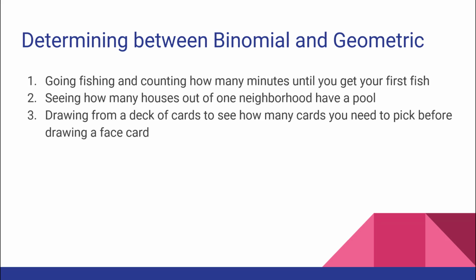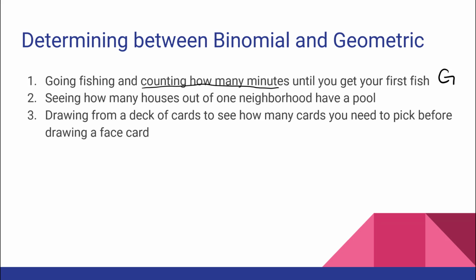So the first one says going fishing and counting how many minutes until we get our first fish. First and foremost, we're counting how many minutes, so we don't know how many minutes we're going to fish for. That tells us that this is likely going to be a geometric model because we don't know how many trials we're going to run, where the minutes are our trials. And this doesn't seem to violate any of the Bernoulli trial conditions, so we can just put that this one is geometric.